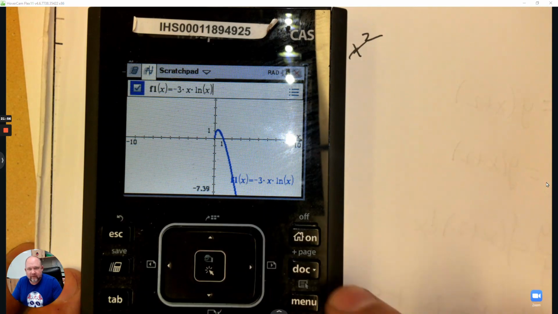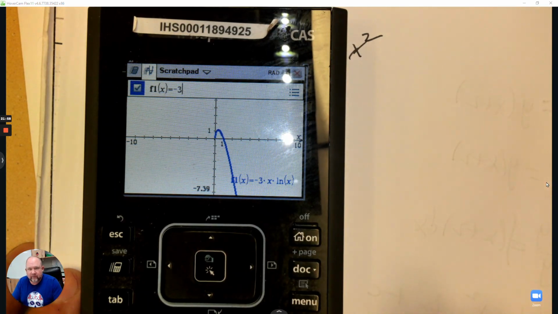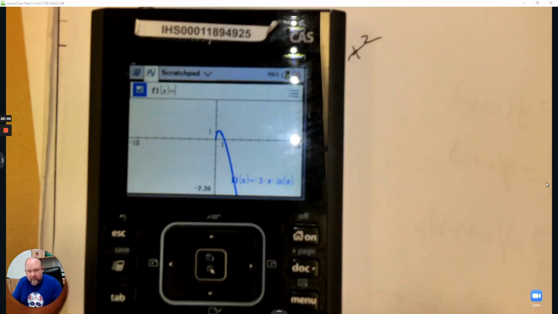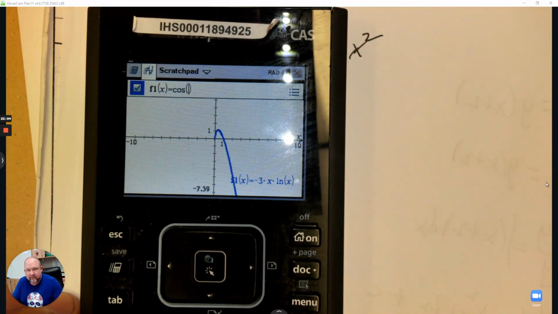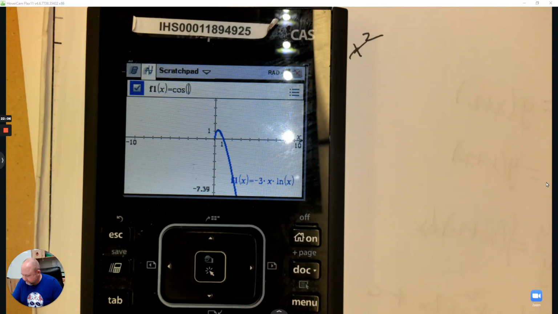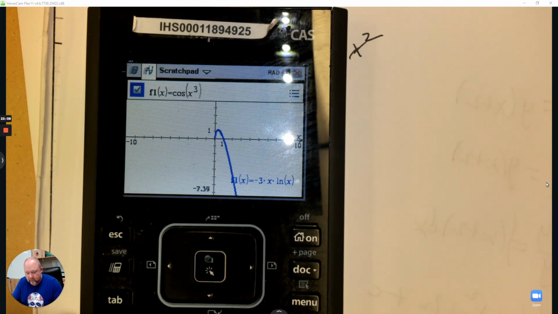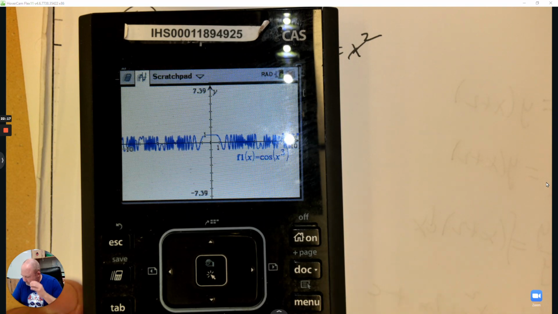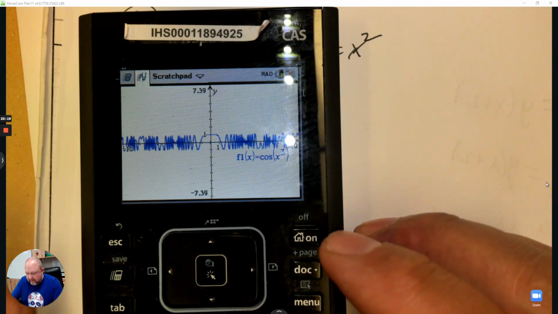If you have something there like I do, you're just going to erase it. The first one is going to be what it says, which is cosine. So press the trig button, cosine x cubed. There it is. The second one is going to be y equals x squared.